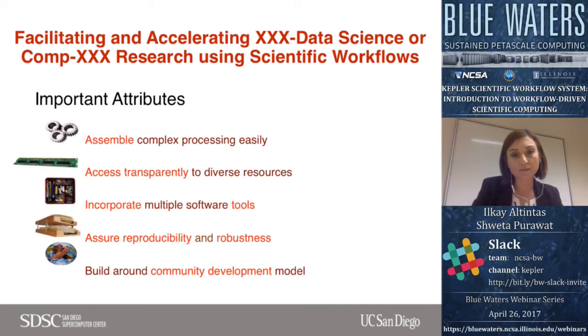So important attributes of these are: how can we assemble complex processing easily, and how can we cut the loop to access diverse resources based on what that assembly looks like and how it reacts to data, and how that assembly incorporates multiple software tools and adjusts the availability of data and resources based on what these tools need. At the same time, we need to address reproducibility and robustness, and science is very collaborative, so it needs to respond to those collaborative aspects and build around the community development model.